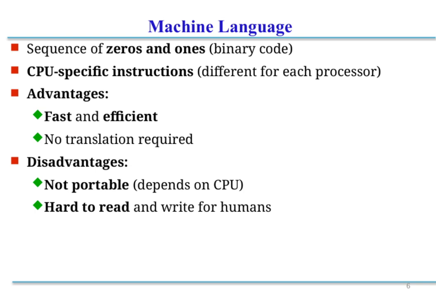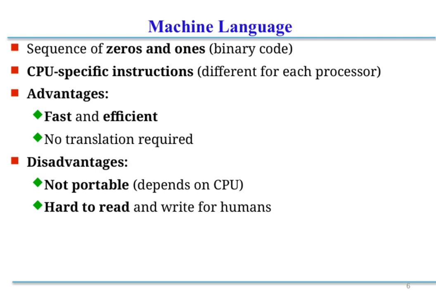This means programs can run very quickly, making it ideal for performance-critical applications. However, there are some downsides. Since the instructions are tailored to a specific CPU, machine language isn't portable. If you switch to a different type of processor, the code won't work without modification. Additionally, because it's just zeros and ones, it's very hard for humans to read or write directly, which makes programming in machine language complex and error-prone.